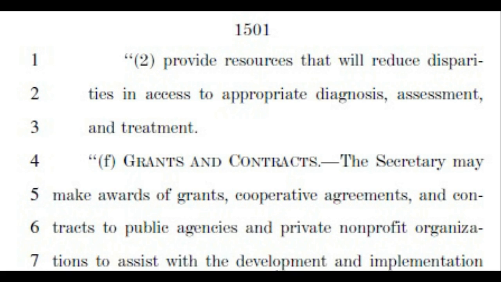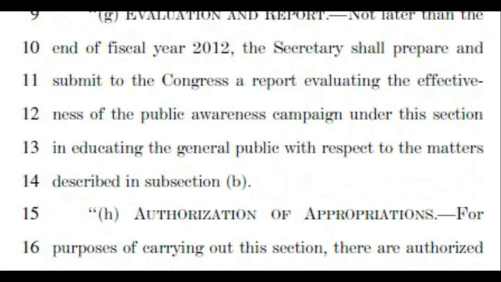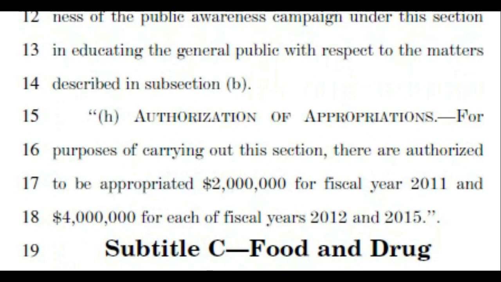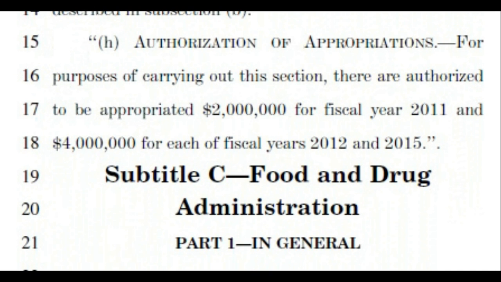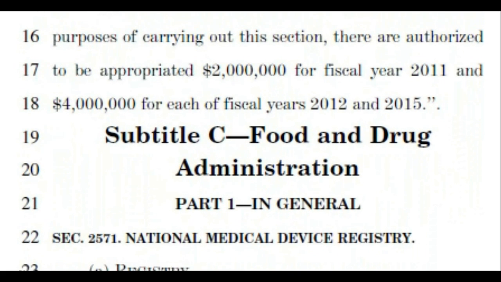Provide resources that will reduce disparities and access to appropriate diagnosis, assessment, and treatment. (f) Grants and contracts. The Secretary may make awards of grants, cooperative agreements, and contracts to public agencies and private non-profit organizations to assist with the development and implementation of the public awareness campaign under this section.